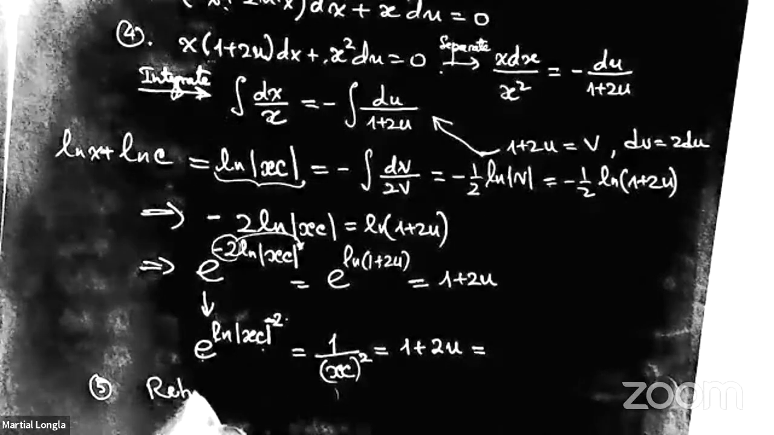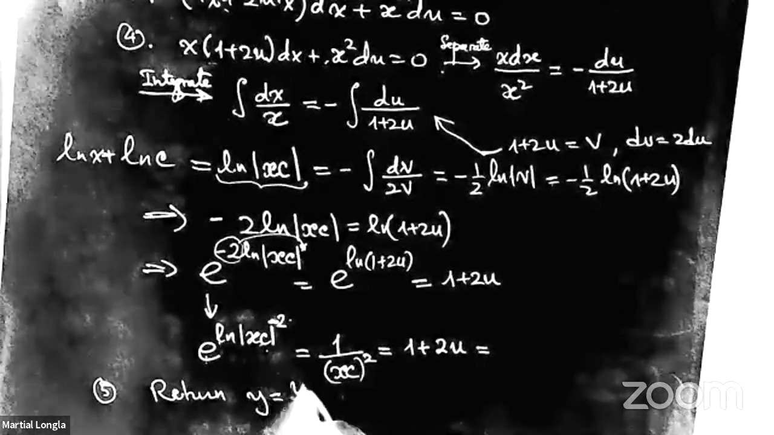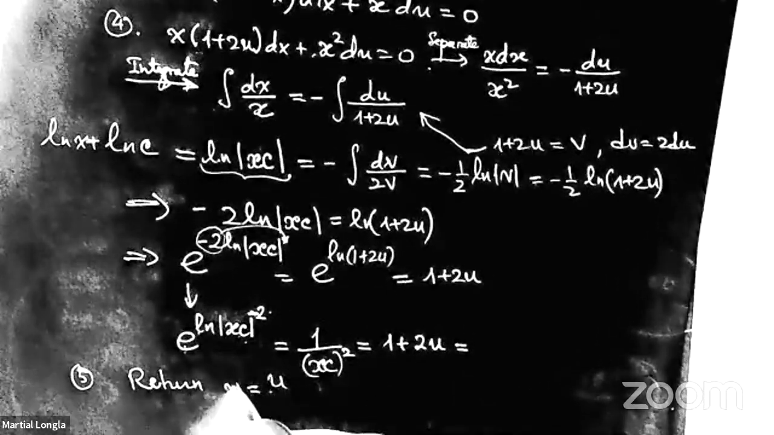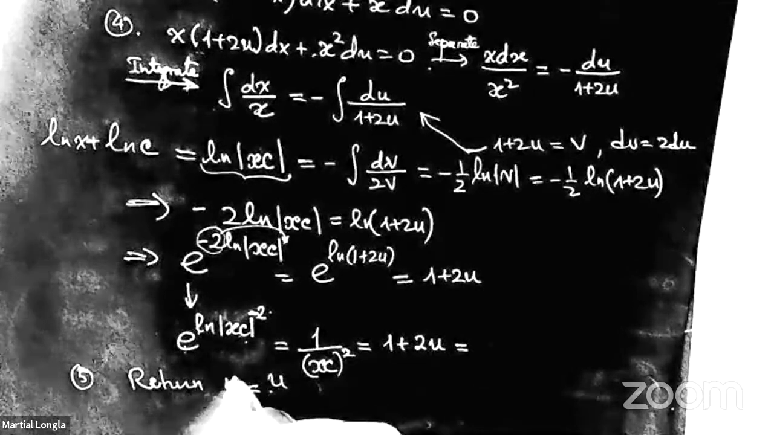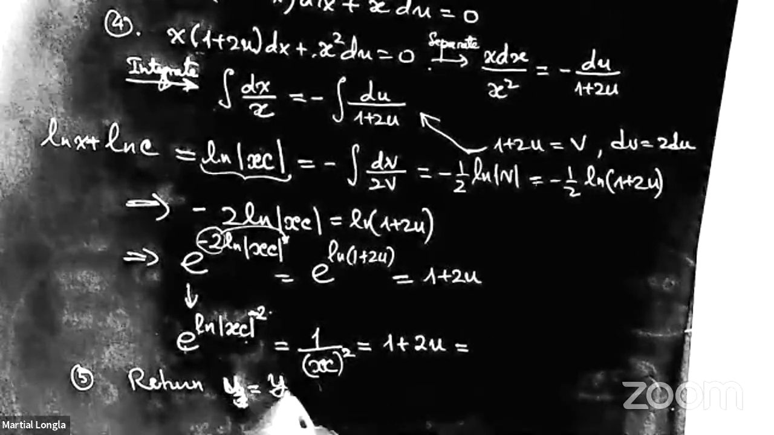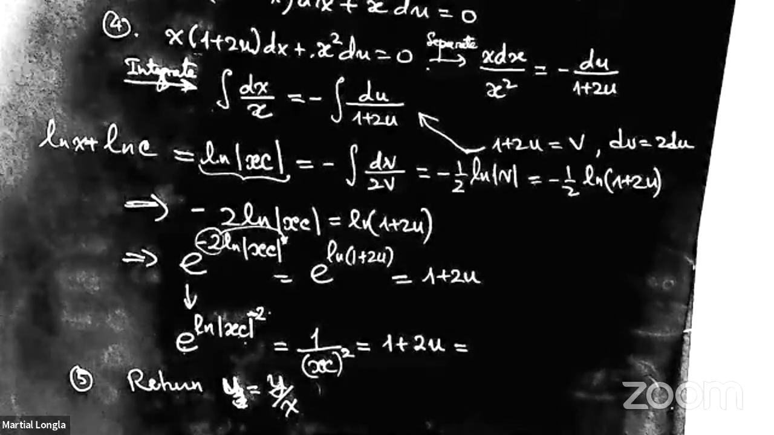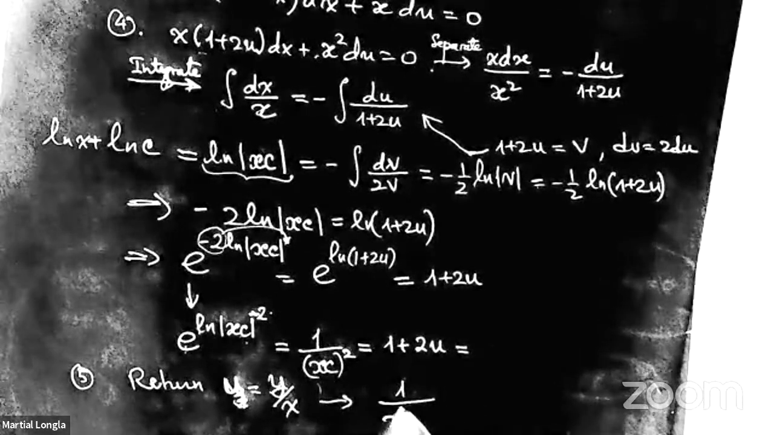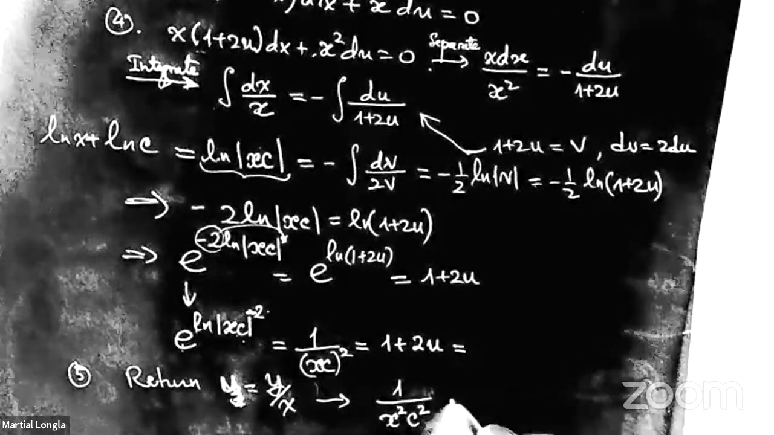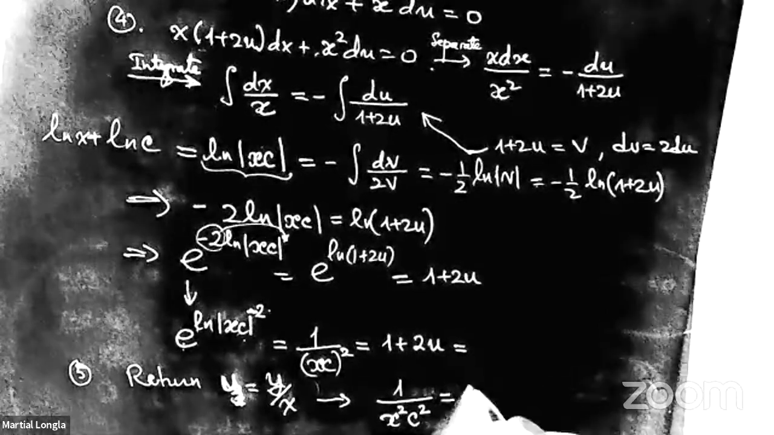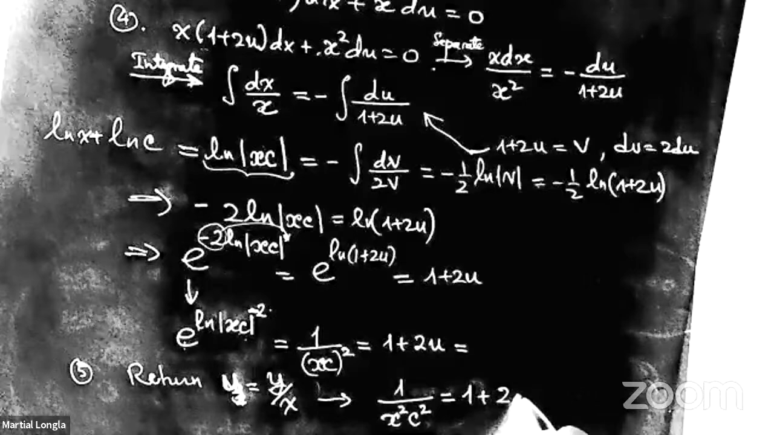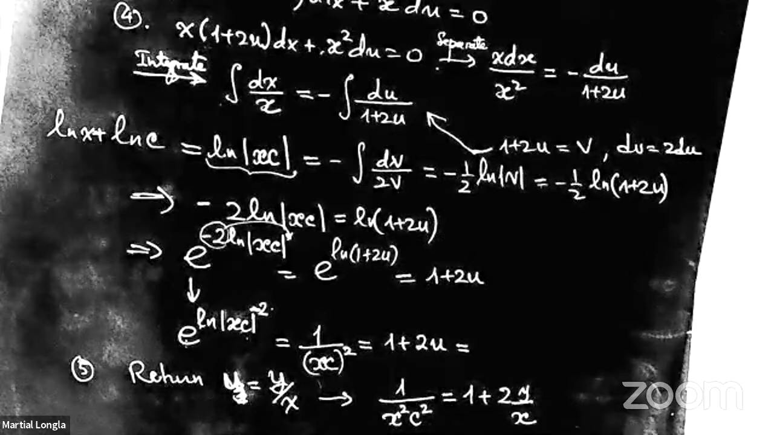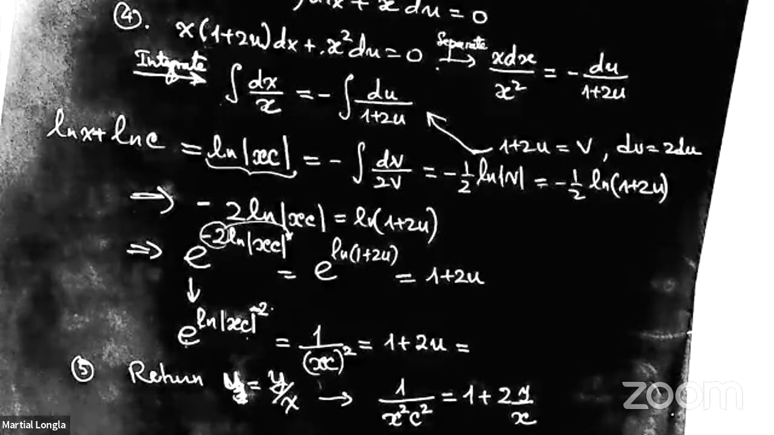return y equals u, return u equals y over x. And so that gives us 1 over x squared c squared equals 1 plus 2 y over x. So that's how you go about that.